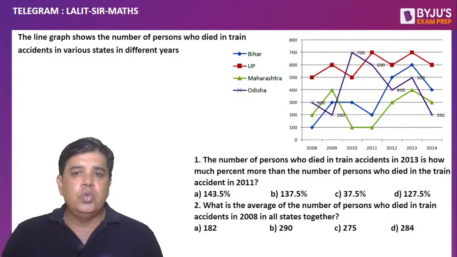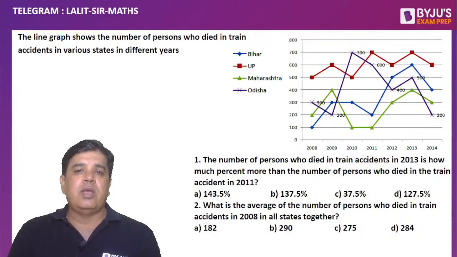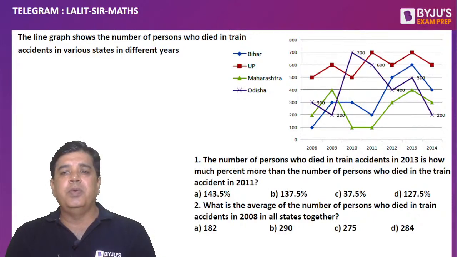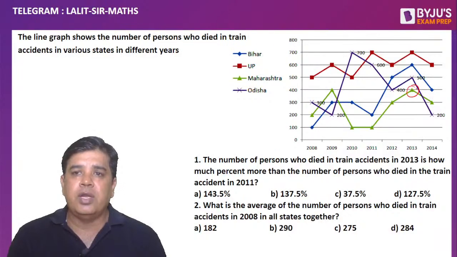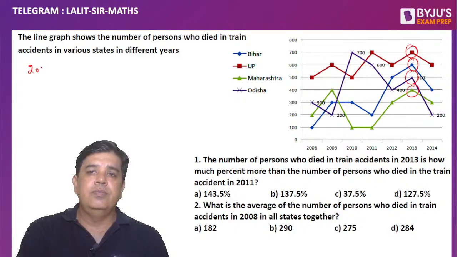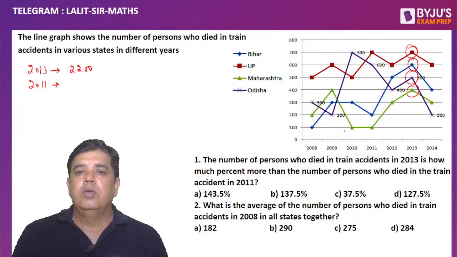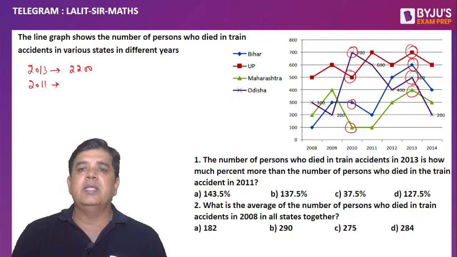The number of persons who died in the train accident in 2013 is how much percent more than 2011? So this is a comparison of 2013 with 2011. How much more is it? So in 2013 we have 400, 500, 600, 700. That is total 2200. And in 2011 we have 100, then 200, 300, 4, 5 and 7.